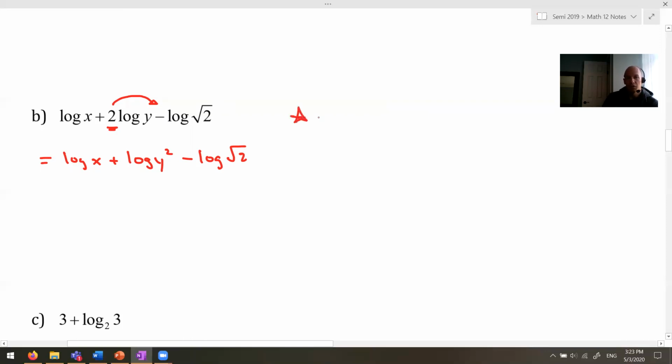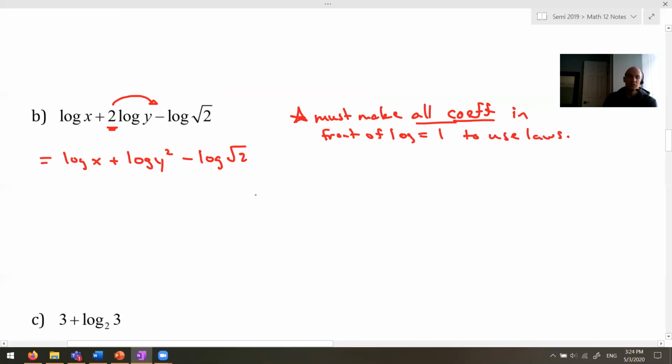Let's just write a tiny little note. Must make all coefficients in front of log equal to 1 to use the laws. This is really important. You cannot use the laws otherwise. So once we've got all the coefficients equal to 1, which we do, we can now simply apply the rules.